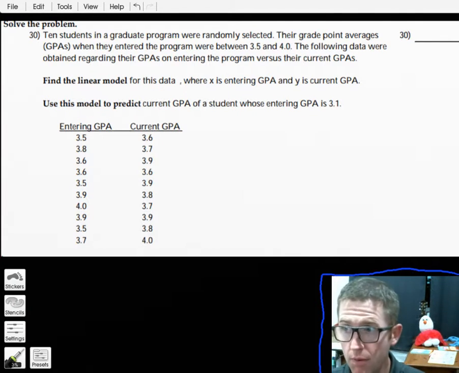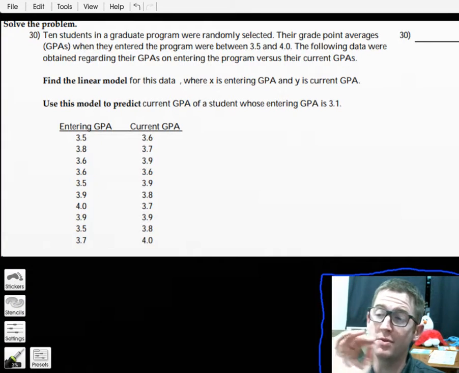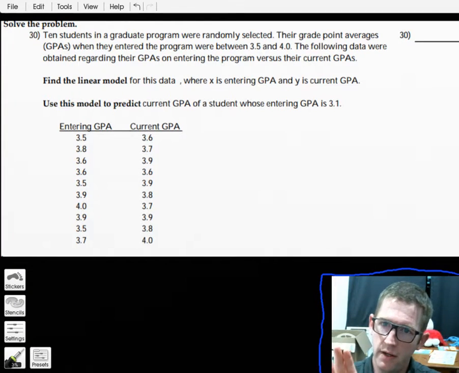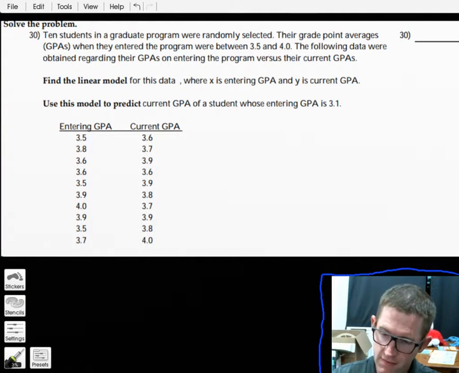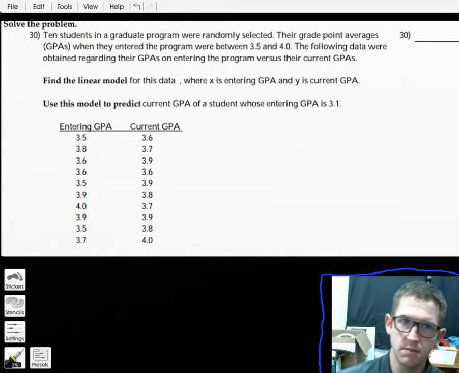Okay, problem 30, last one. And if you have a calculator, it makes the problem super simple if you know how to use a calculator. Even if you know everything up until now, and that's fine, you can still make this problem relatively simple.